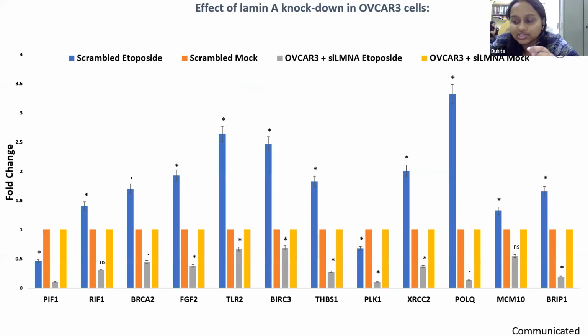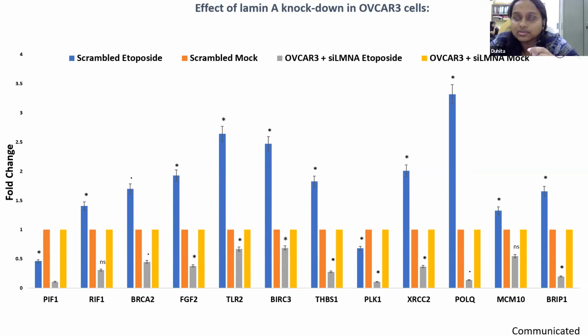After that, we also treated those LMNA knockdown OFCA3 cells with etoposide and could see that those gene expressions which were upregulated in the normal OFCA3 cells are all downregulated in LMNA knockdown cells, which was indicating that lamin A has direct or indirect roles in the expression of those genes associated with cellular proliferation, apoptosis evasion, or chemoresistance.